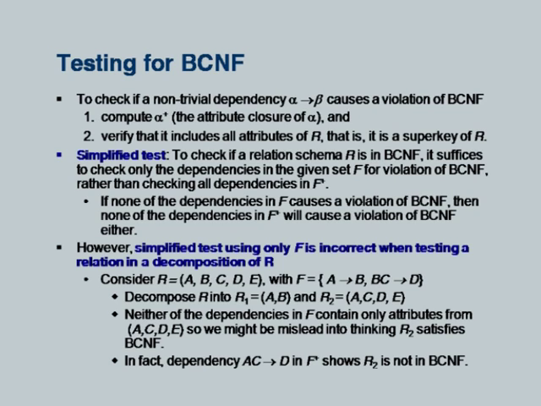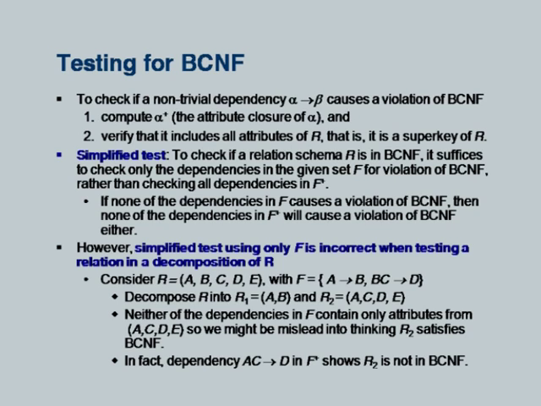Why? Because from A goes to B and BC goes to D, what can we infer? I can infer that AC goes to D. How do I do that? Well, I can use augmentation to get AC goes to BC, and transitivity to get AC goes to D. Now applying AC goes to D on this one, it's obviously not trivial, and AC is not a super key because E is not functionally determined by A. Therefore, AC is not a super key. So AC goes to D shows that R2 is not in BCNF.